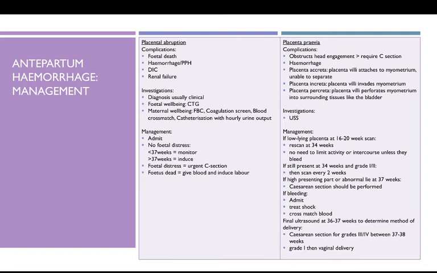Okay, so for placenta previa, the management, so we've already spoken about this. So you'd rescan at 34 weeks. There's no need at this point to limit activity or intercourse unless there's bleeding. If it's still present at 34 weeks and it's grade 1 or 2, so if you remember grade 1 and 2, it doesn't cover the os. Then if it's grade 1 or 2, what you do is you'd scan every 2 weeks.